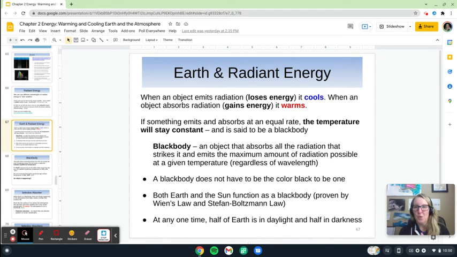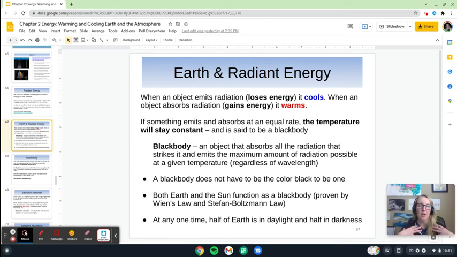Okay, so next up we're going to talk about what happens with radiant energy. When an object emits radiant energy, it loses it. When it loses energy by emitting it, it will cool. And when an object absorbs radiation, it gains energy and it will warm. If something emits and absorbs at an equal rate, that means that the temperature will stay constant, and this is said to be a black body.